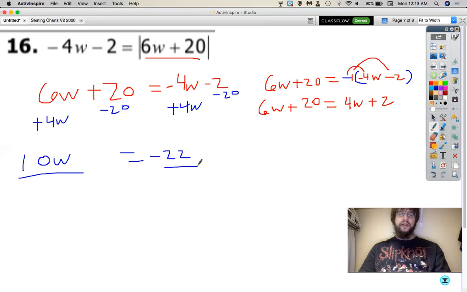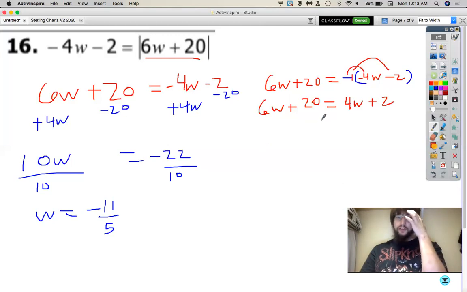Divide through by whatever's multiplying w, 10 in this case. I get w equals, simplify the fraction. Please don't do a mixed number. Don't do decimals. Leave it as a fraction, simplified, for everyone's sake. Both of these have a 2 in them, so that's negative 11/5. And again, if you don't know how to simplify a fraction, use your calculator.